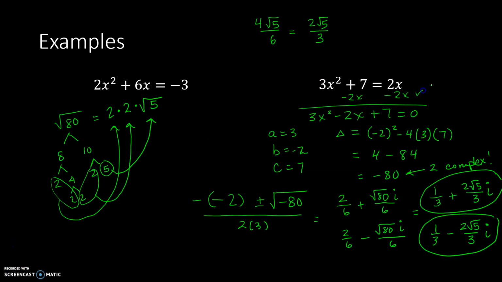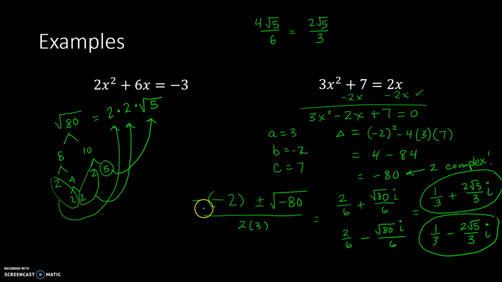First thing I did was I moved my negative 2x over. I made sure to put that in the middle so I could really recognize that b is negative 2, because b is the number in front of x. I solved my discriminant. My discriminant was negative, which means that I'm going to have i's in my answer. I will have two complex solutions.